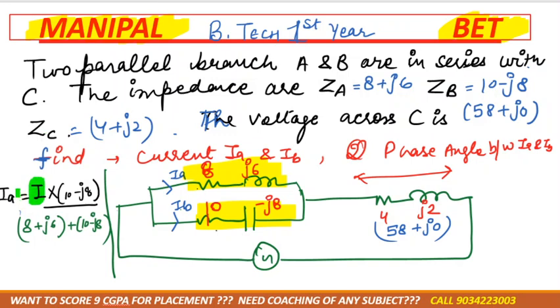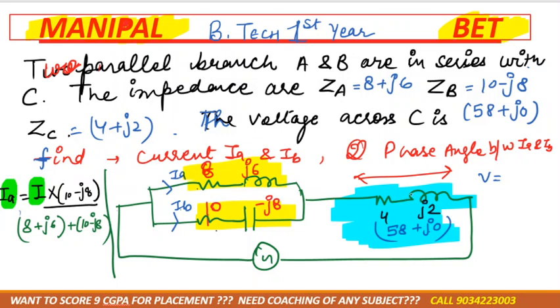But that we need to calculate. We don't have the total current and we don't have IA. At least we need one value now. See, in this case, they have given you the voltage and the impedance. The voltage across this one is 58, Z we know, that is 4 plus j2, right? Can we get the total current? This is the total current, right?